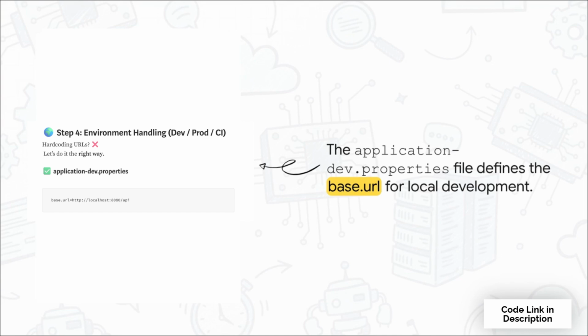See how we're calling it application-dev.properties? That -dev part at the end is a super important Spring convention. It tells Spring, hey, this file is for the dev profile, which is what we use for local development. And inside, it's dead simple, just one key, base URL, pointing to our localhost API.